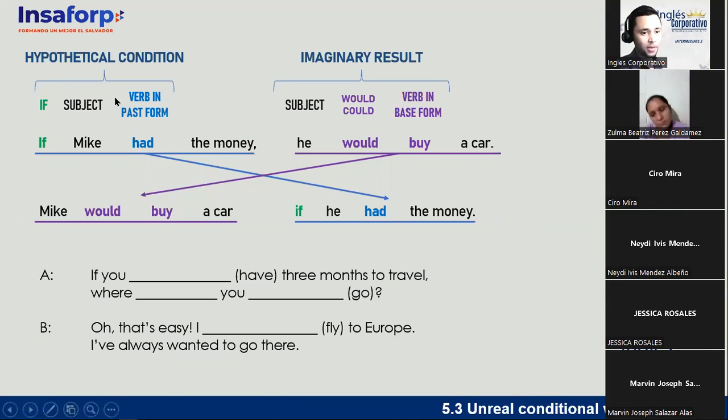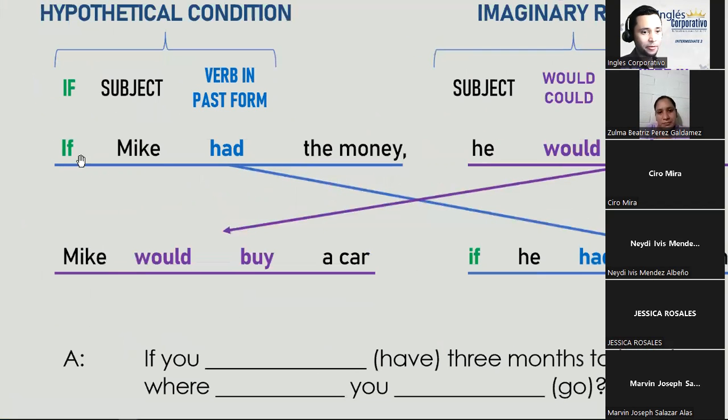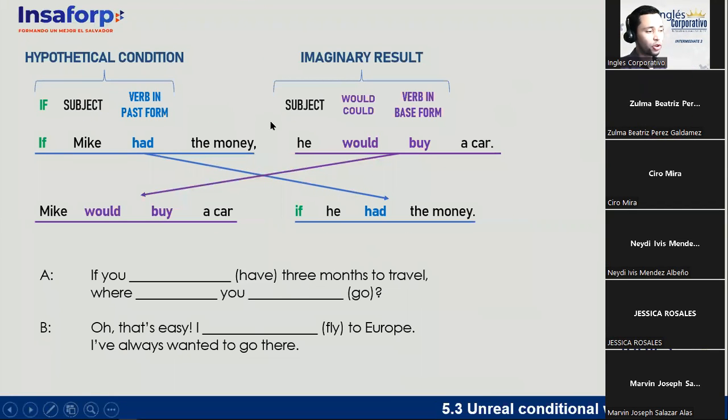It's very easy. The condition begins with if. That's the condition. And also, when you see if, you know that the next verb will be in past simple. Okay? That's very important. So we're going to do an exercise right here. And I need two volunteers to read this conversation. But you have to use the verb in the correct form. Sometimes past simple, sometimes would plus the verb in base form.